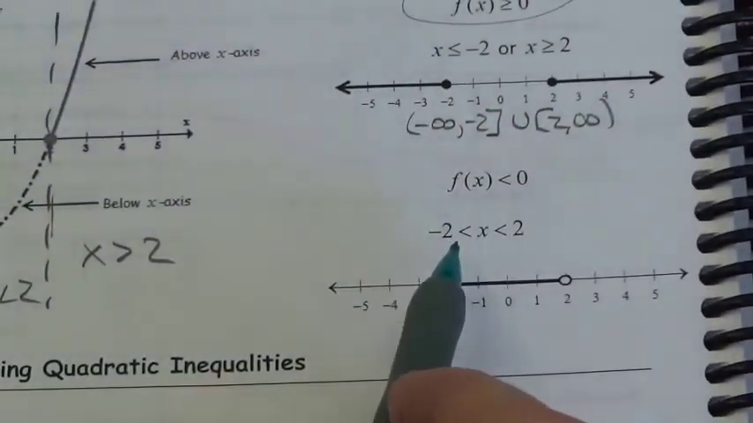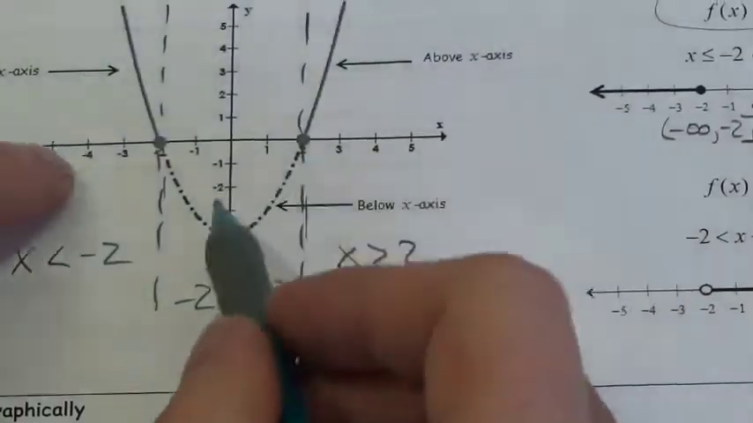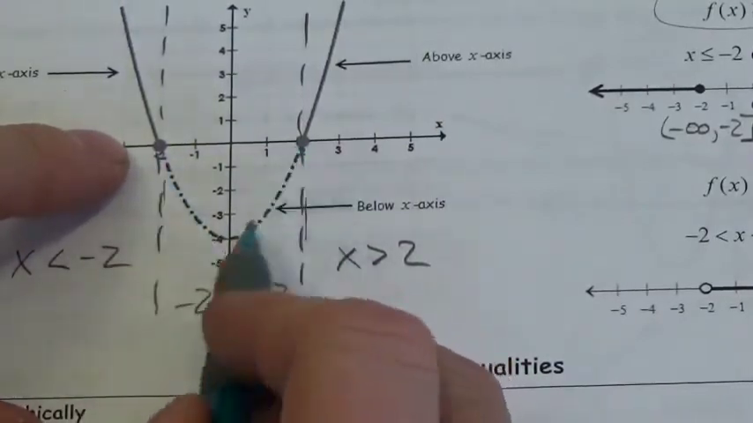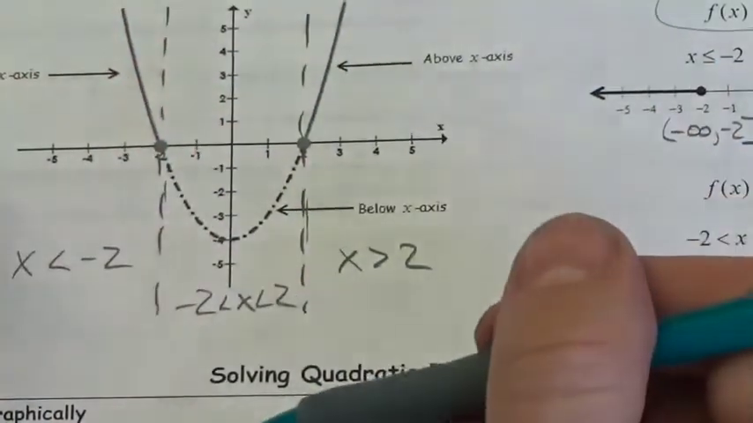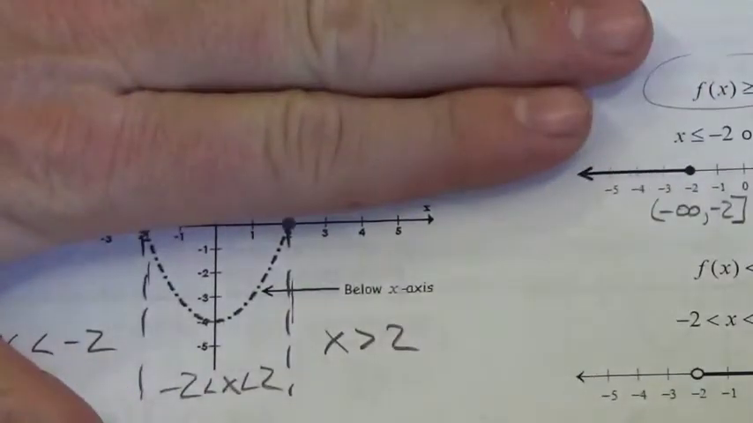If I'm interested, though, in where the function is less than 0, not including the endpoints, bear in mind that's now this part in between. That's where the parabola is producing negative y coordinates. Okay? I'm seeing that's where it's positive. I'm seeing that's where it's negative.